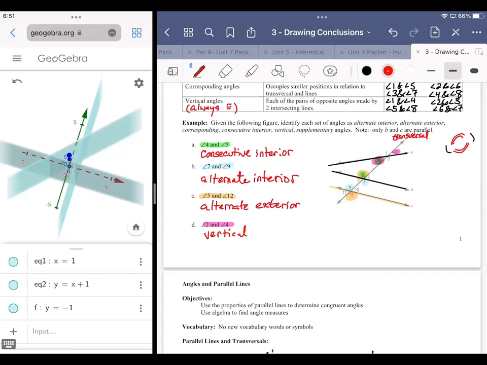Little typo here. Supplementary shouldn't have been there. We'll get to that later. All right. There are relationships that we're going to discuss. Discuss being the word of the day. Discuss, as in having a conversation. Discuss. D-I-S-C-U-S-S.